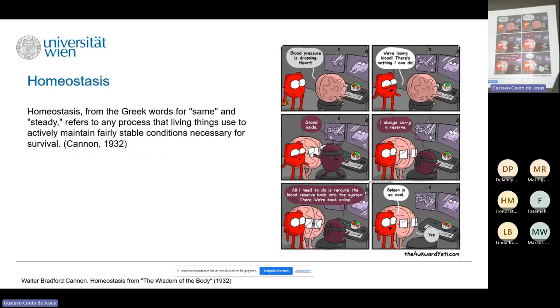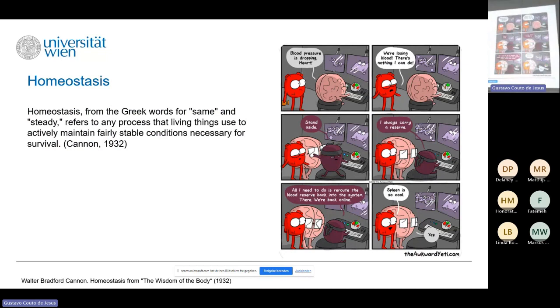On with it. So first, the concept of homeostasis. Homeostasis is a term that comes from Greek. Many of our vocabulary words come from there, and it means same and steady, and refers to any process that living things use to maintain stable conditions for survival.